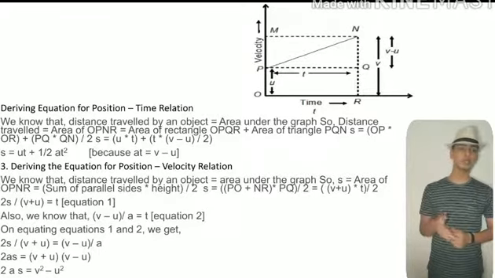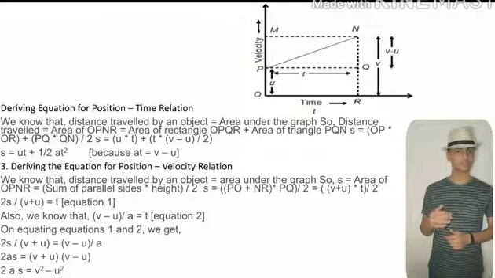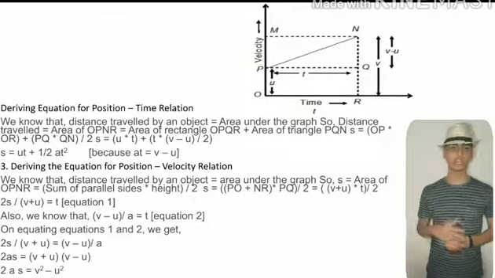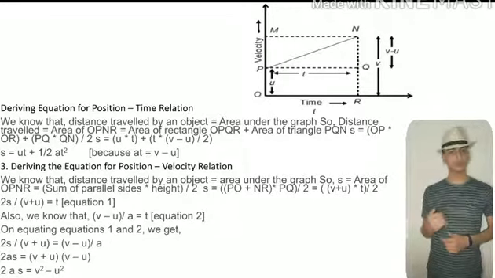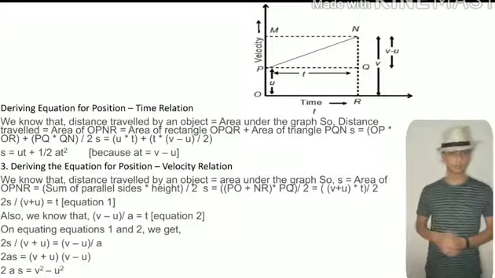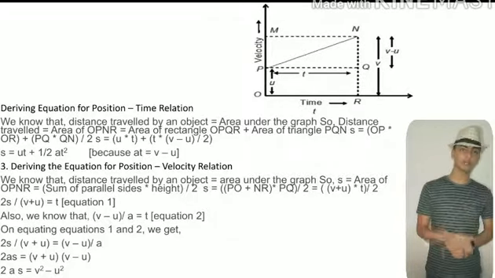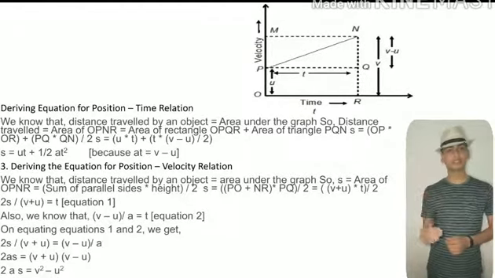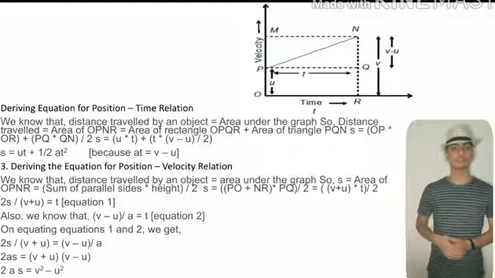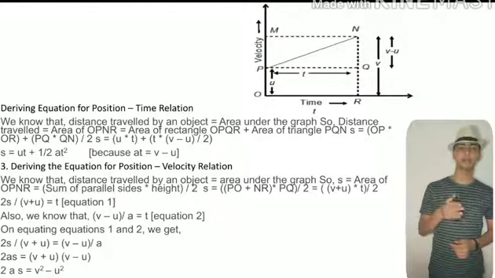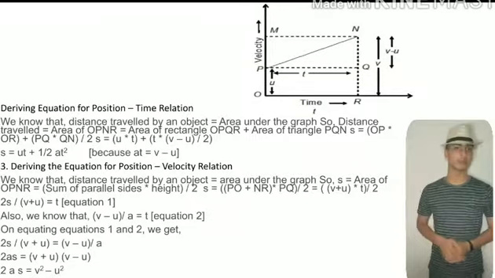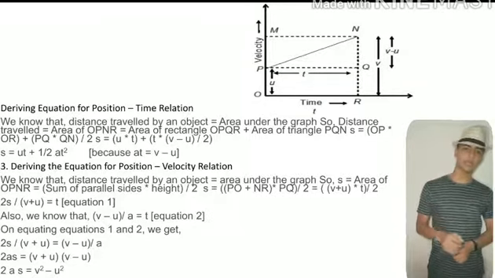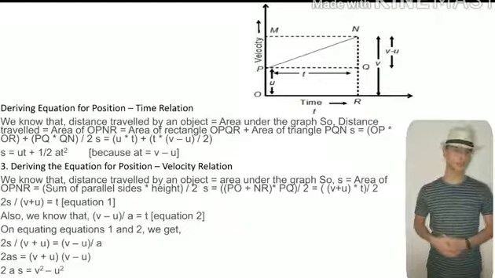And also we know that V minus U by A equals T. Let us consider it the second equation. Now on equating equations 1 and 2, we get that 2S by V plus U equals V minus U by A. Now 2AS equals V plus U into V minus U. This is clearly A plus B into A minus B, making it A square minus B square. So this will become 2AS equals V square minus U square.